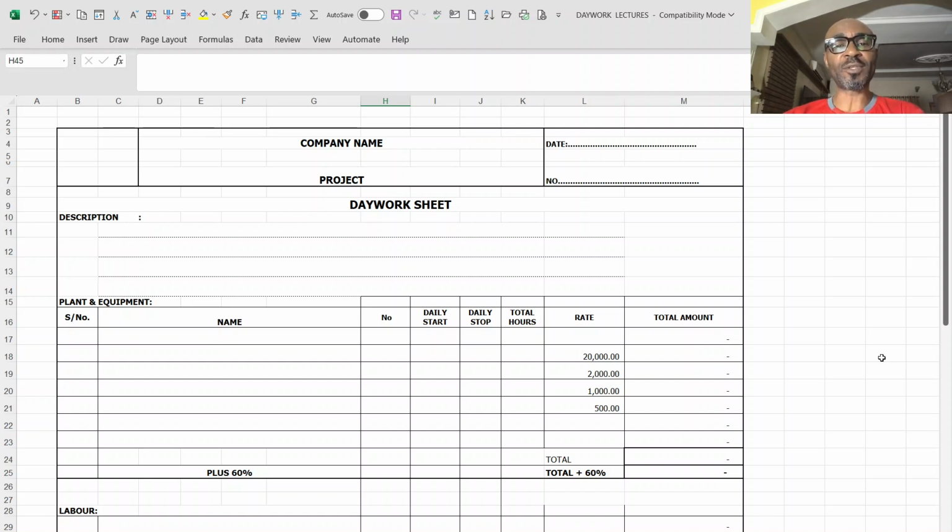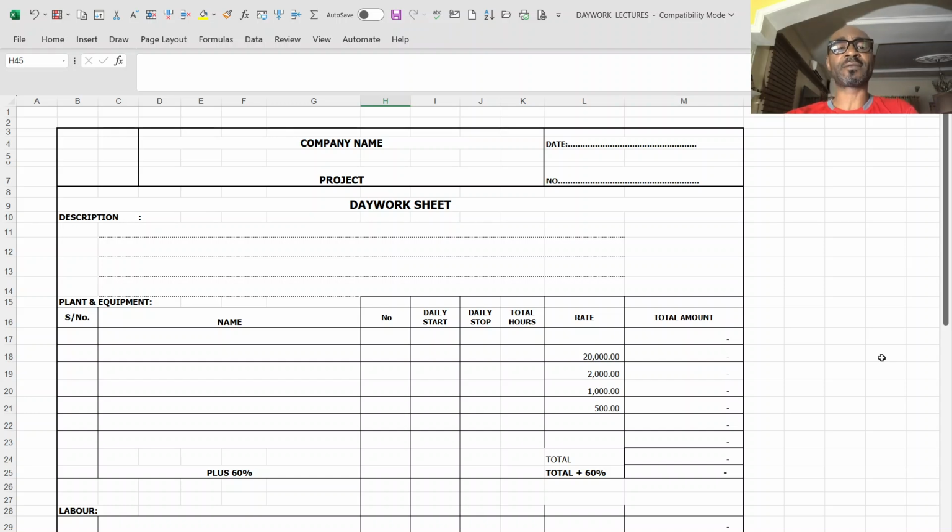You're welcome to another episode where we shall be learning how to prepare and use Daywork templates. As we all know, Daywork is a mode of payment that is deployed by the clients to pay some petty jobs that the client is expecting the contractor to carry out during the construction phase of a project that has nothing to do with the original contract.